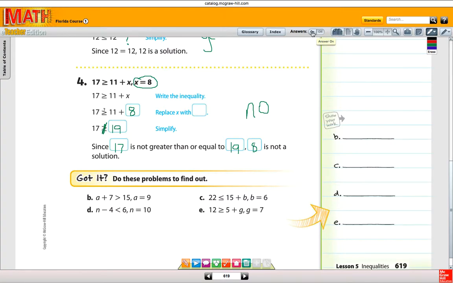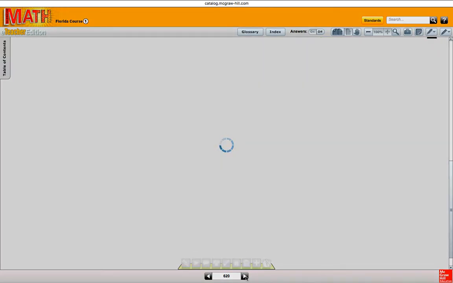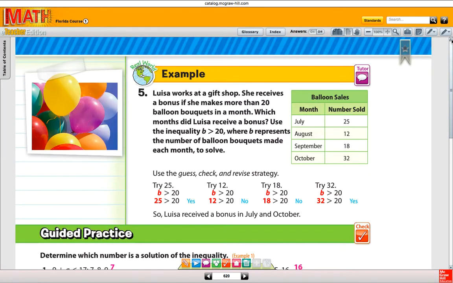All right, now that we're back together, let's check the answers for B, C, D, and E. Take a look on the right here and see if that's what you've gotten. If not, you may want to conference with classmates and see what the mistakes are. All right, we're almost finished. We have one more example to go through, and this is on the top of page 620. This is a real-world example referring to balloon sales at a gift shop. So let's take a look and see what the situation is.